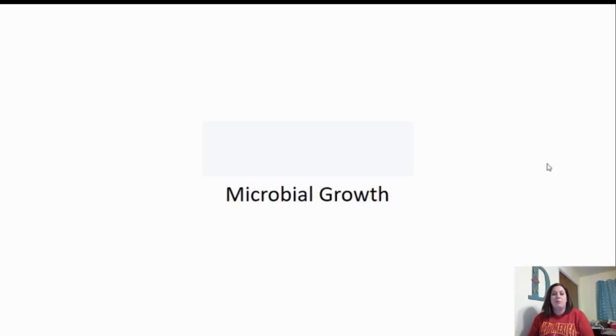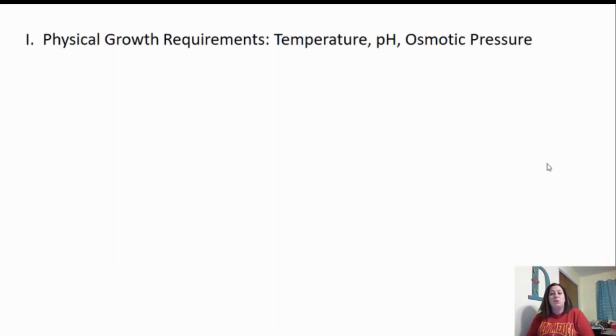Right, so now we're going to look at chapter 6. This is going to look at microbial growth. So we're going to look at the physical growth requirements for bacteria. Now, one thing to note about this is it's actually the number of bacteria, not the size. So when we're talking about growth here, it's increasing the number of bacteria.